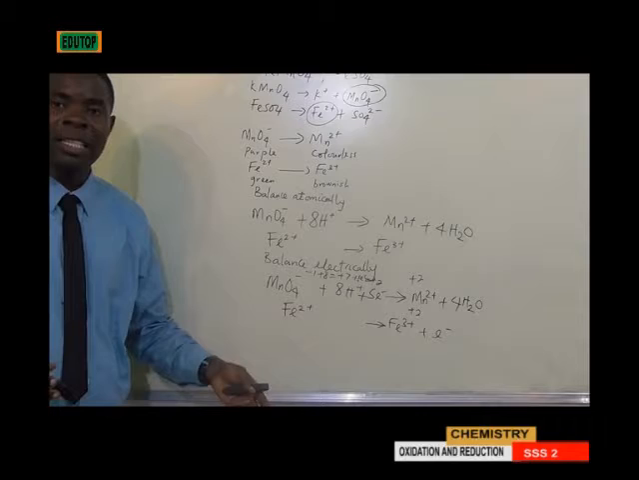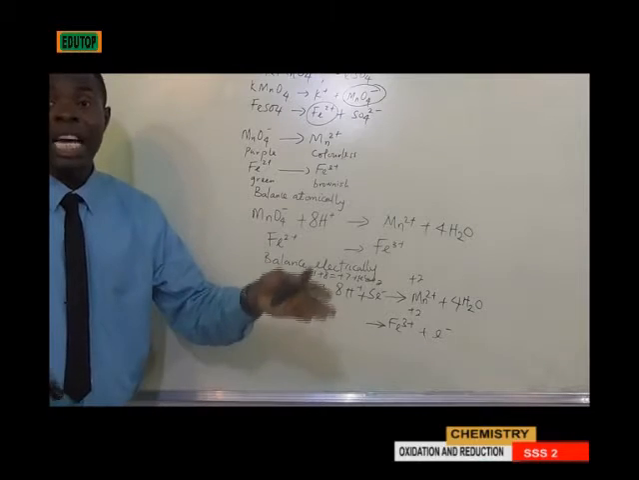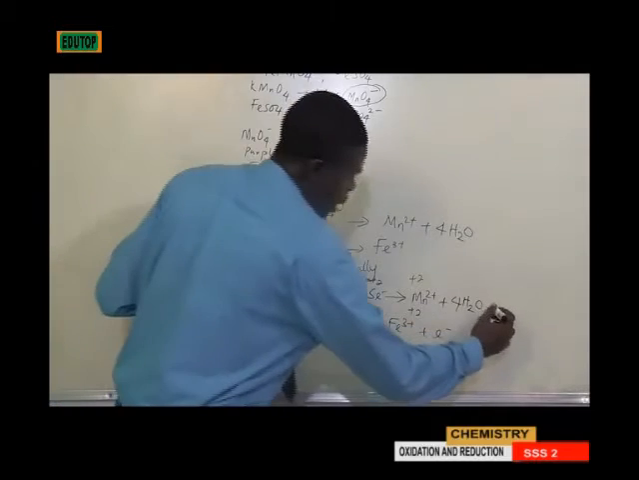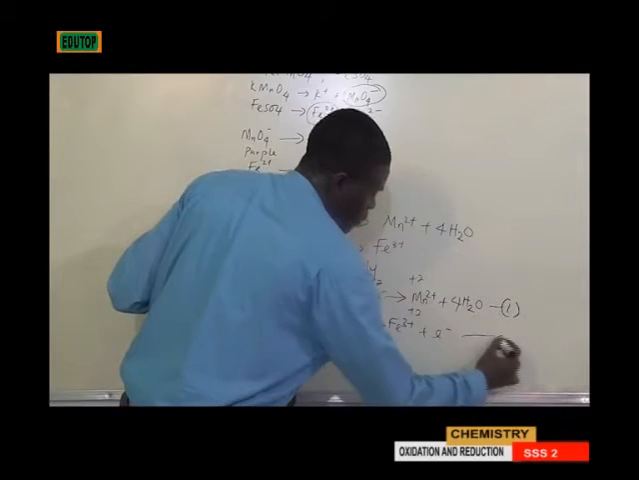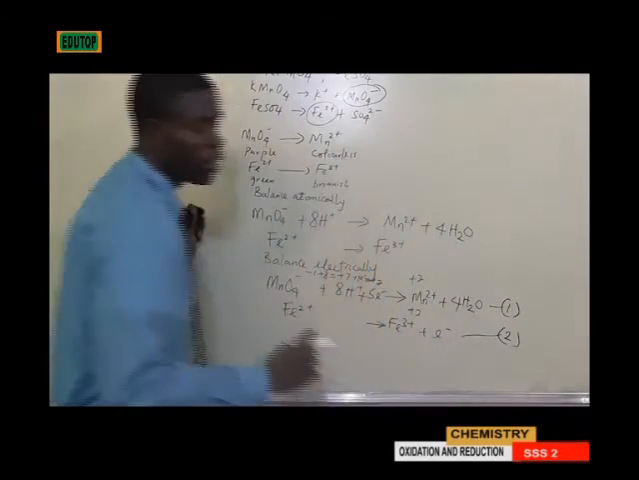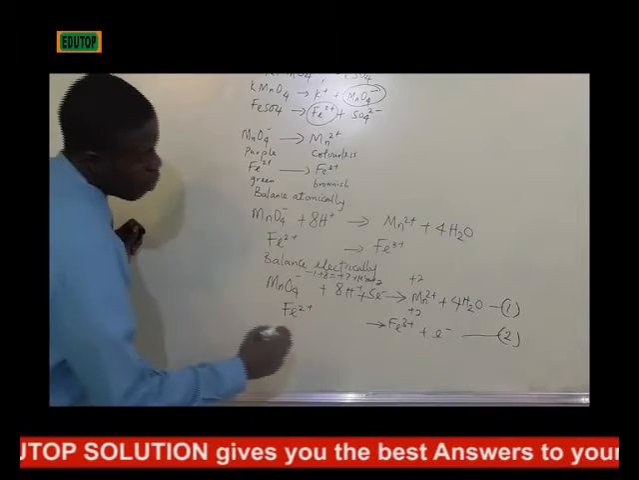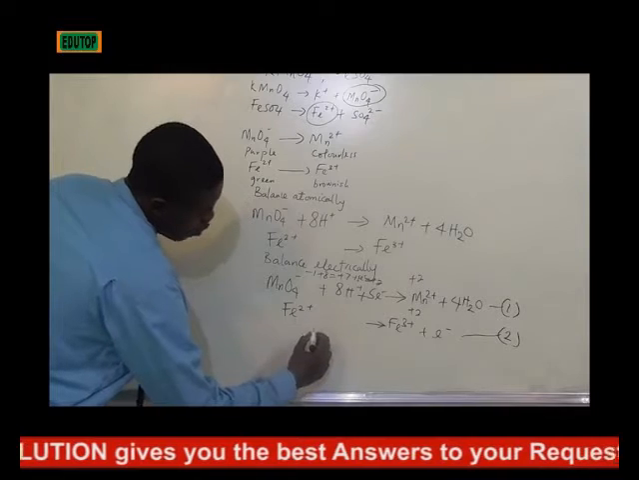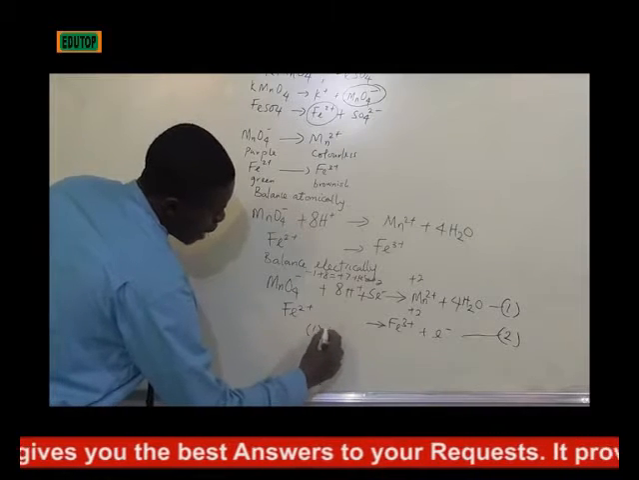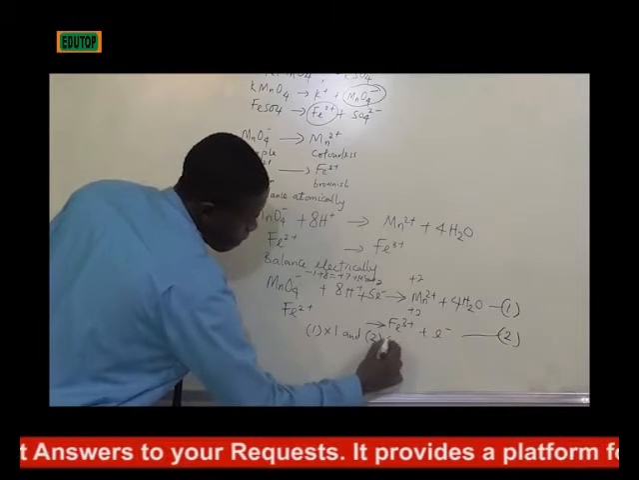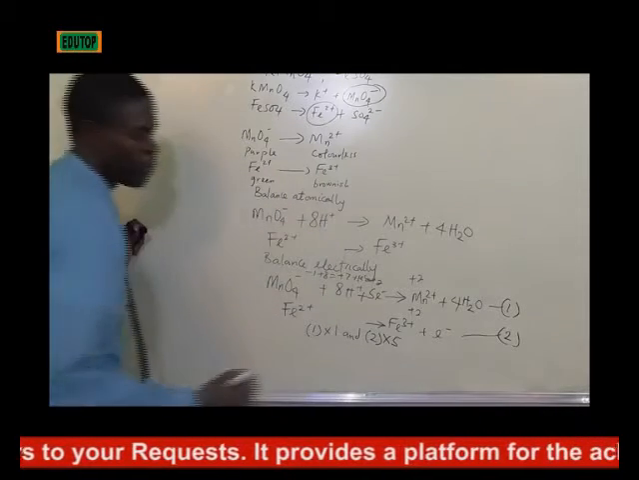That means, what am I saying in a nutshell? That means electron must be eliminated. If this is equation 1 and this is equation 2, since electron must be eliminated, that means we are going to multiply equation 1 by 1 and equation 2 by 5.